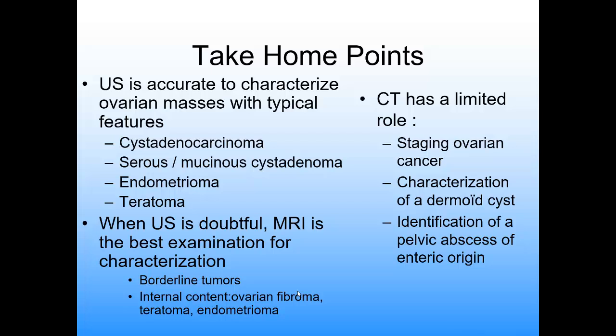Then to summarize, take-home points. Ultrasound is accurate to characterize ovarian masses with typical features. We can characterize cystadenoma, but if we want to stage, then we have to go to CT or MRI accordingly. Serous and mucinous cystadenoma. Endometrioma is not typical on ultrasound. There are typical features, but usually you say it is a benign-looking lesion, likely hemorrhagic, for follow-up to exclude endometrioma. You didn't give the diagnosis.